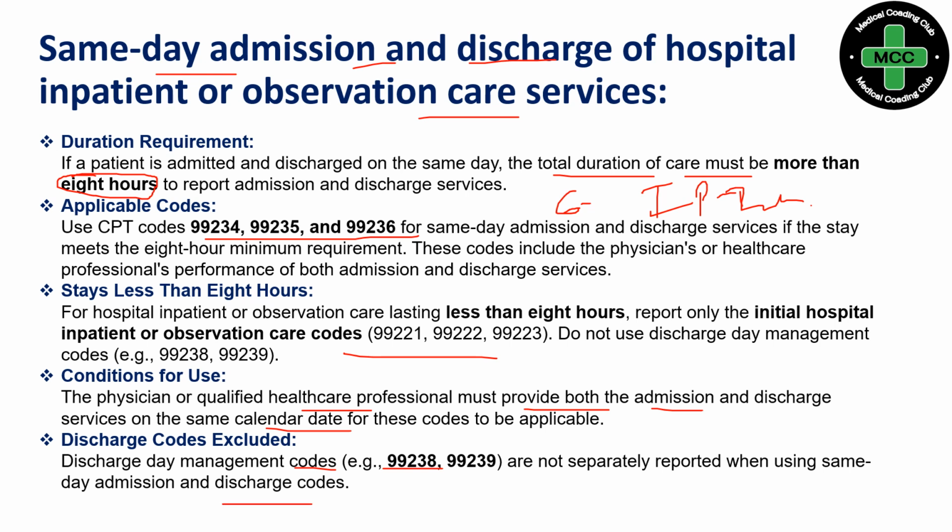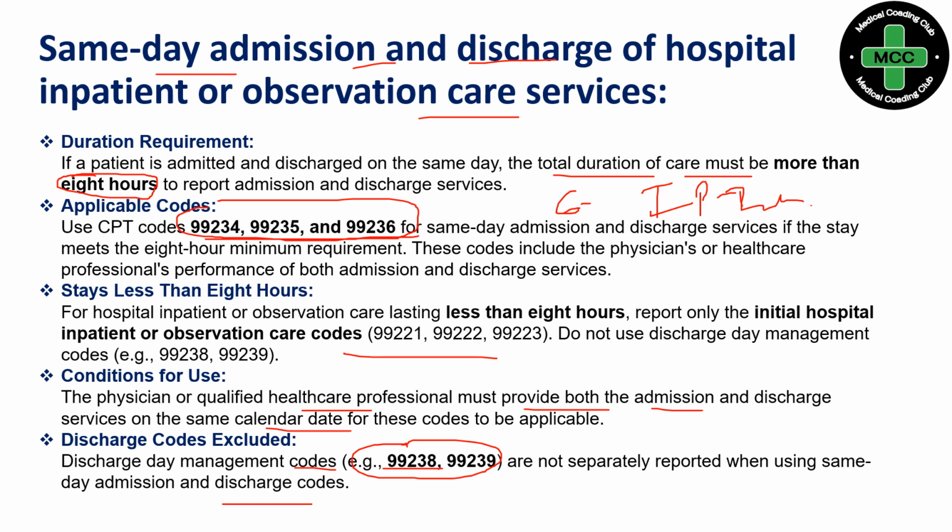Discharge day management codes 99238, 239 are not separately reported when using same day admit and discharge. As we know, the same day admit and discharge codes 99234, 235, 236 cover admission and discharge. So you should not utilize any additional discharge codes, it will be double dipping. So just check for the minimum duration, that is 8 hours. If you are meeting more than 8 hours, say for example 10 hours, then you are eligible to code for same day admit and discharge.